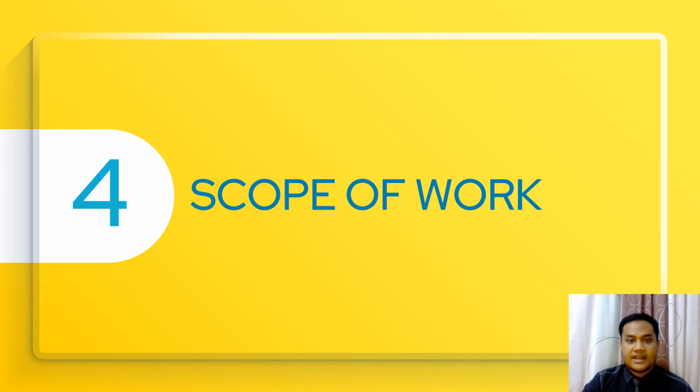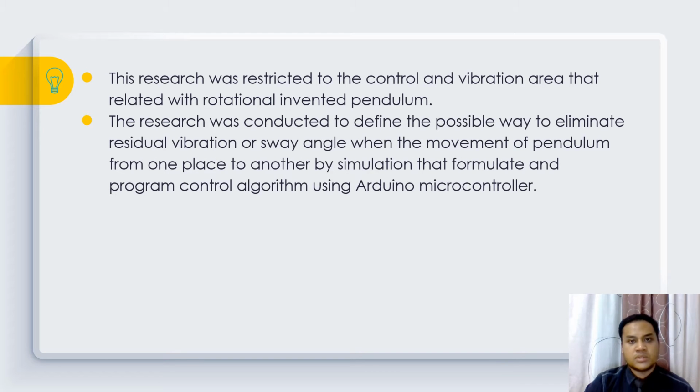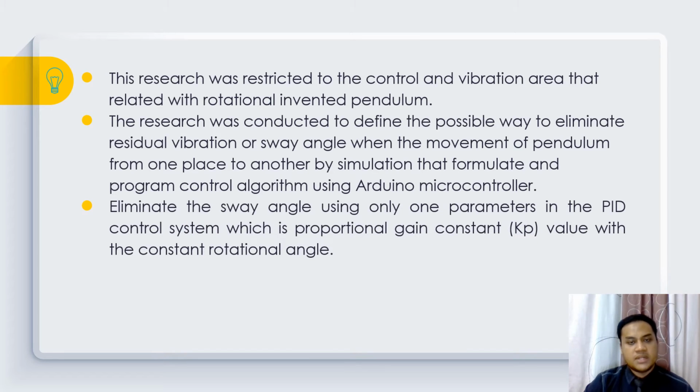Next is the scope of work for my project. Number 1 is that this research is restricted to the control and vibration area related to the rotational inverted pendulum. Number 2 is that the research is conducted to define possible ways to eliminate residual vibration or sway angle when the pendulum moves from one place to another, by simulation that formulates and programs a control algorithm using an Arduino microcontroller. The final one is to eliminate the sway angle using only one parameter in the PID control system, which is the proportional gain constant Kp value, with a constant rotational angle.